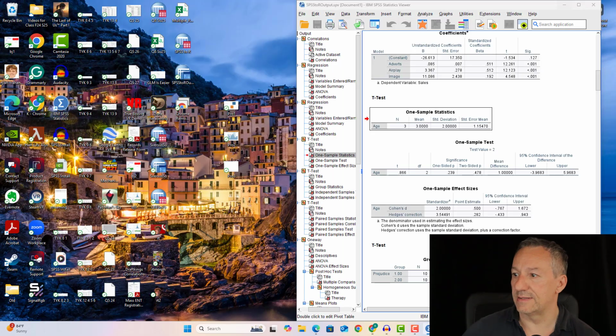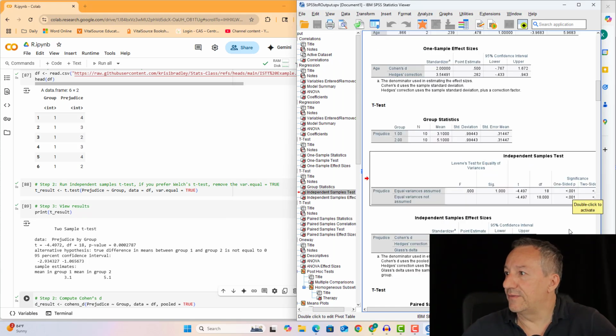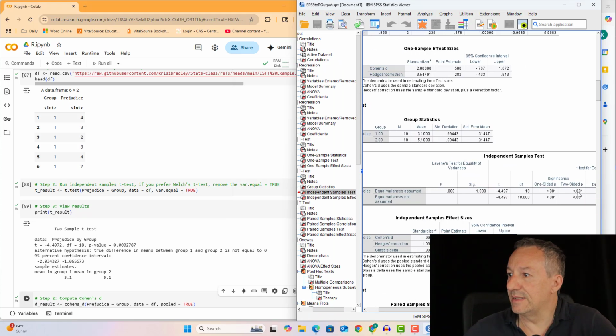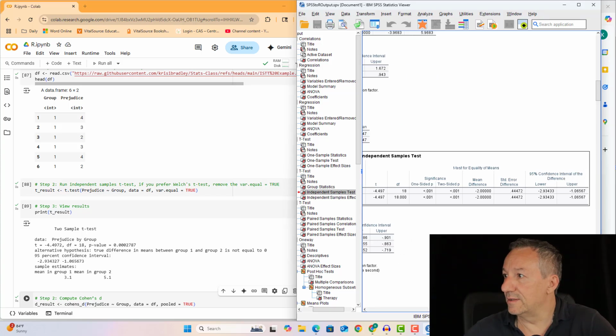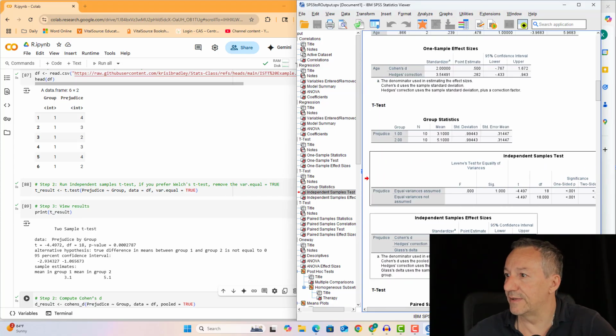Like in SPSS, we can see that we do have a significant finding. So the p is less than 0.001. The mean for group 1 is 3.1, mean for group 2, 5.1. So there's a mean difference of 2. Our confidence intervals are about -3 to -1, so it does not overlap with 0, suggesting that it's going to be significant. And our Cohen's d is pretty large, 2.01. That's big. That's what it looks like in SPSS.